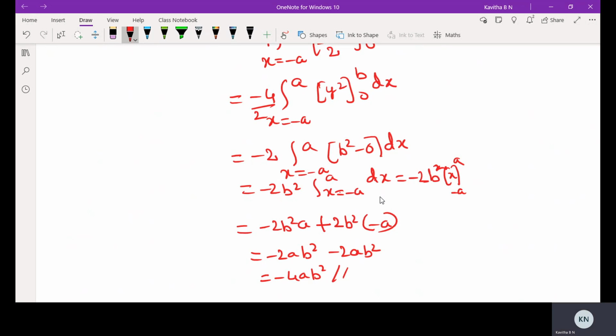Then in the next class I will do the divergence theorem.